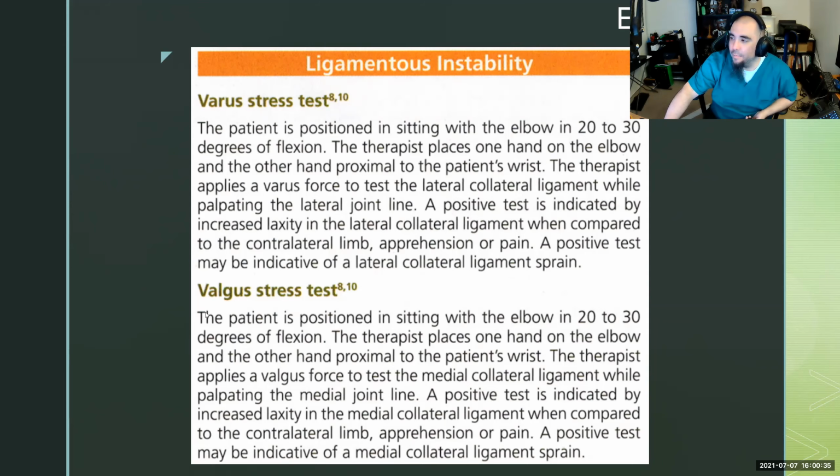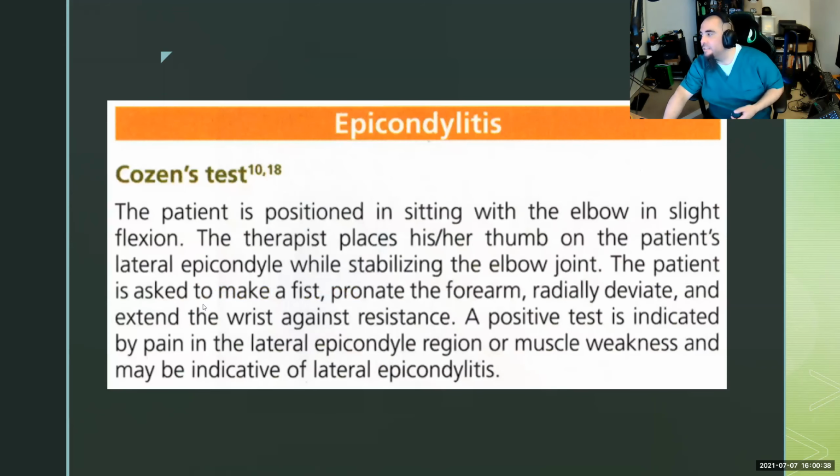And again, like I said, the elbow tests, I can't say I've ever done these. This one here, I think is Mill's. I've done this once. This is where the therapist puts their thumb on the patient's lateral epicondyle while stabilizing the elbow joint. I tend to do it with my fingers. The patient is then asked to make a fist, pronate the forearm, radially deviate, and extend the wrist against resistance. So you have to resist them as they come up. And if the patient goes, ow, they have lateral epicondylitis.